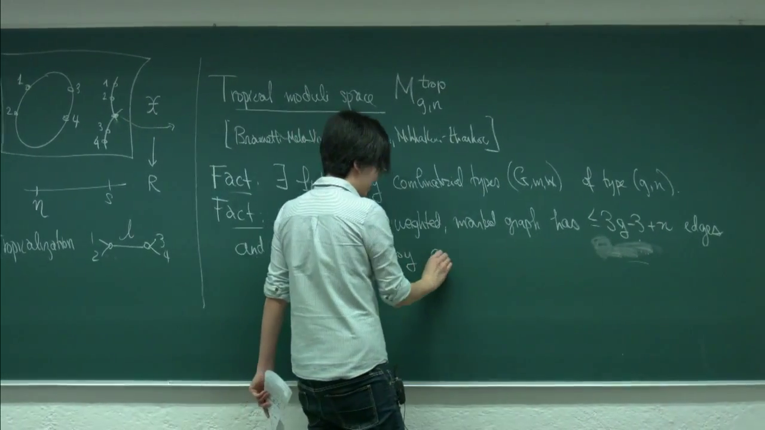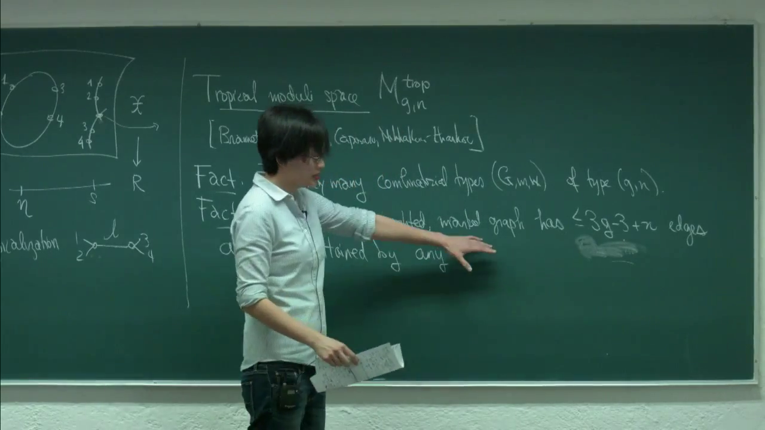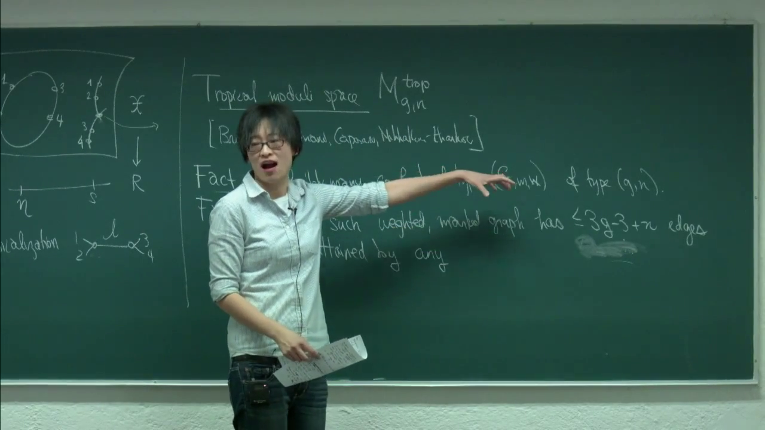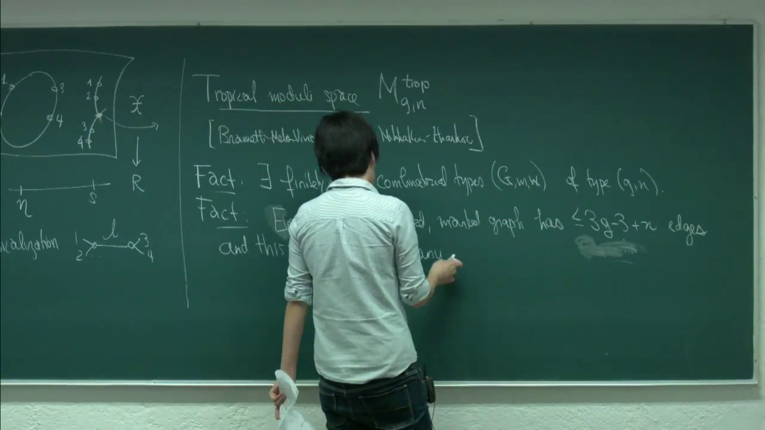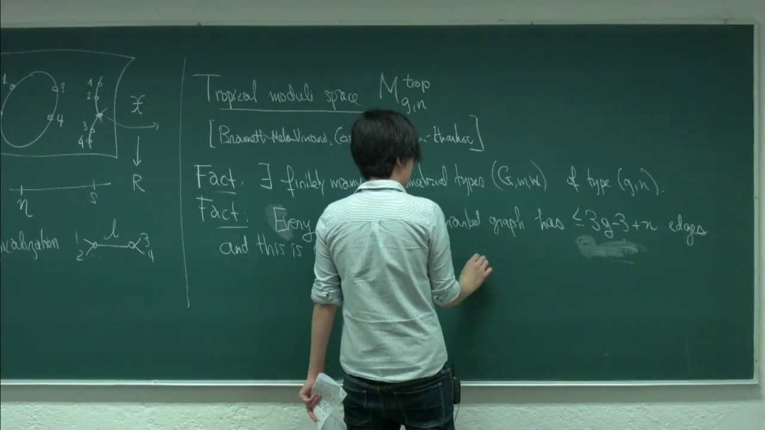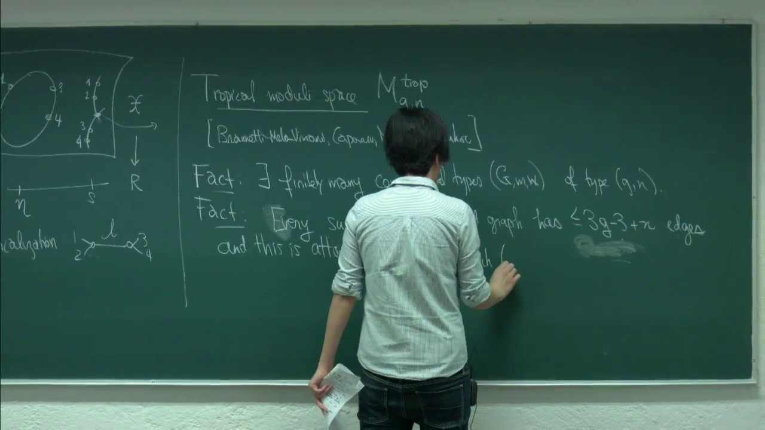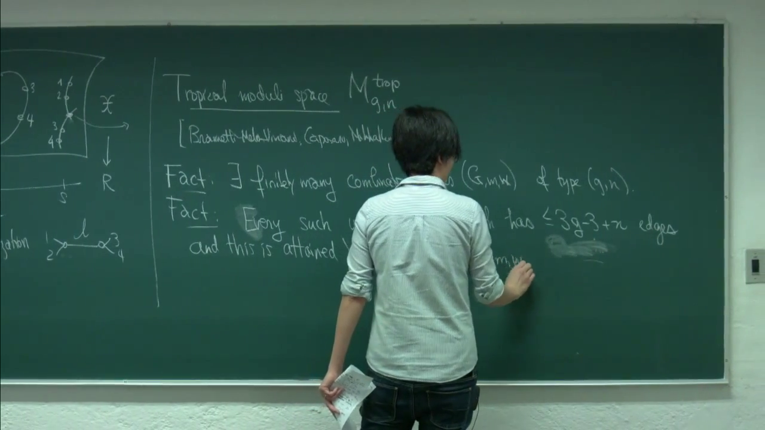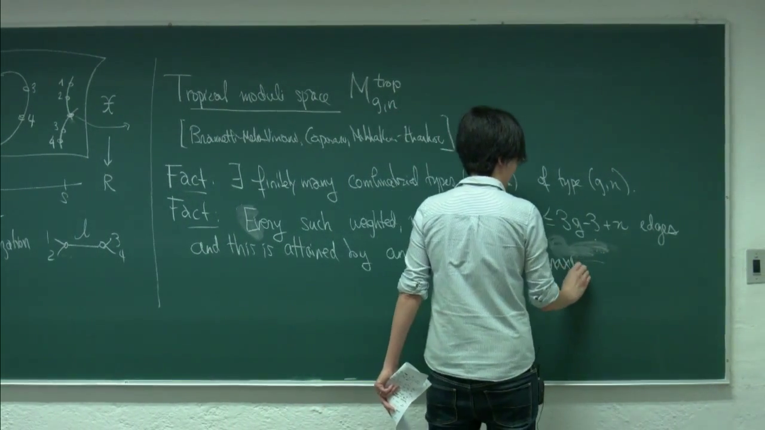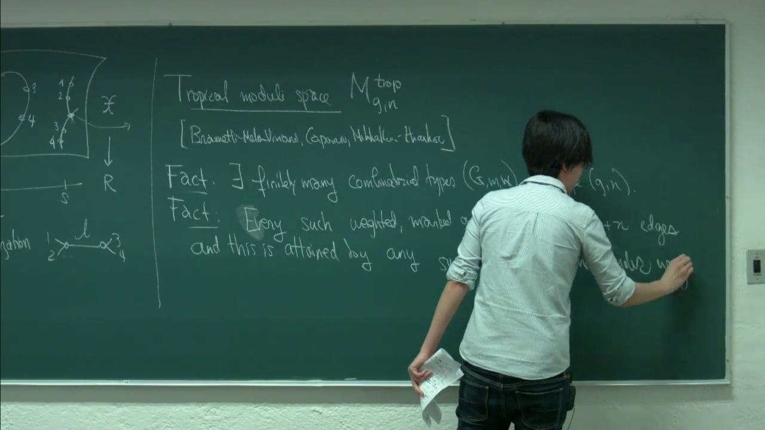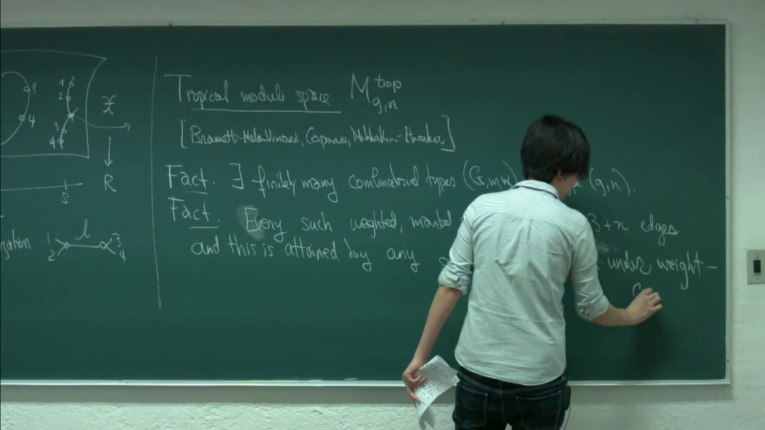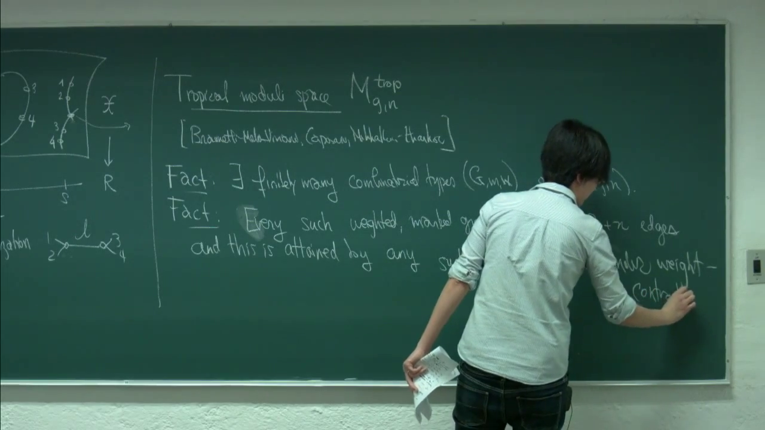By any combinatorial type that's maximal under the operation of weight contraction that we defined last time. So this is attained by any such GMW that's maximal under the combinatorial operation of weight contraction.